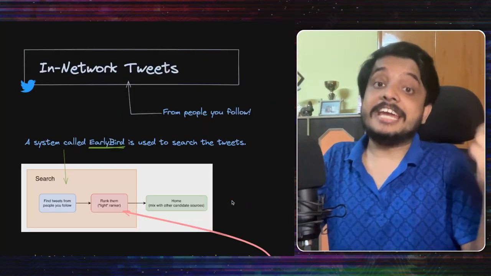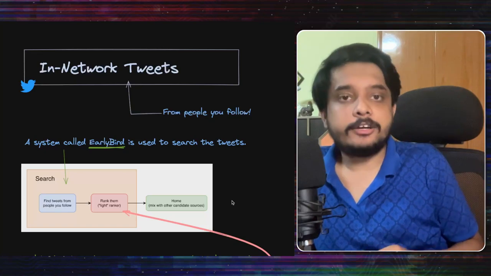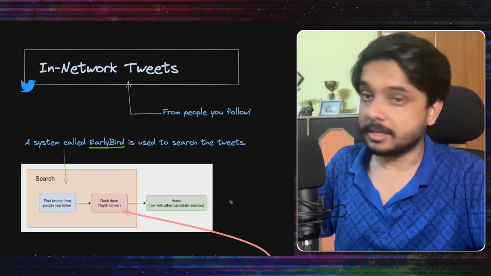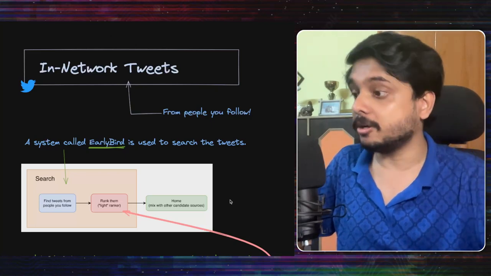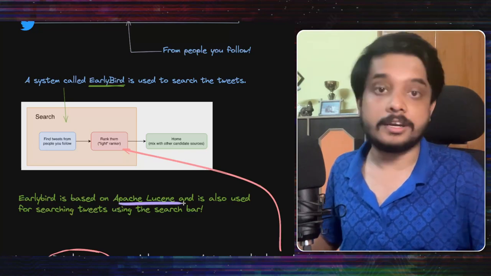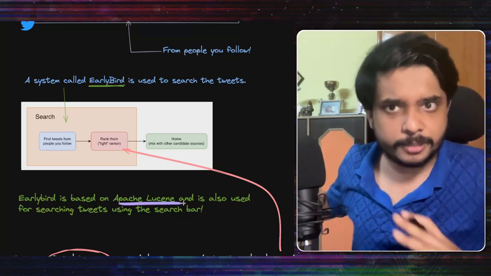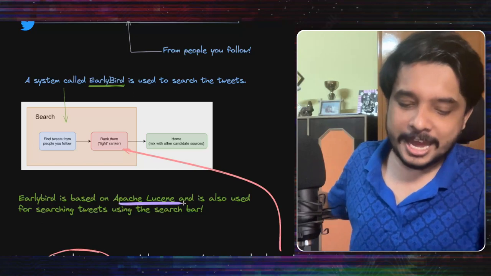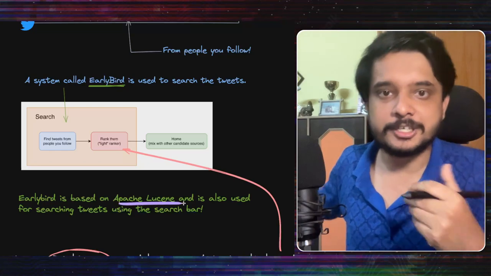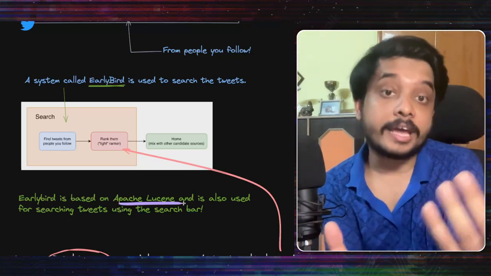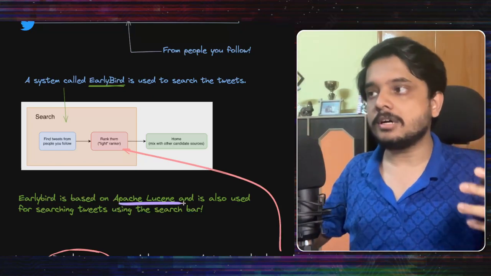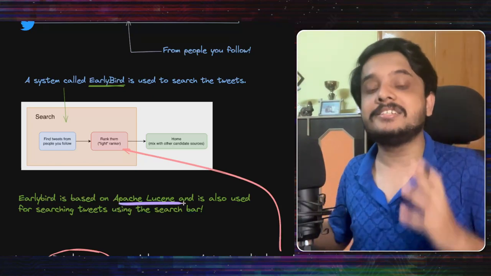So coming first to the in-network tweets, they have a pipeline to search and rank your in-network tweets. They do that using a search engine they created called Early Bird, which is based on Apache Lucene. I think Elasticsearch is also based on that same engine. Lucene is an open source text search engine, and it is part of Apache. Early Bird is not only used during recommendation generation, but also when you search tweets from the search bar. So Early Bird is the searching and ranking system for Twitter.